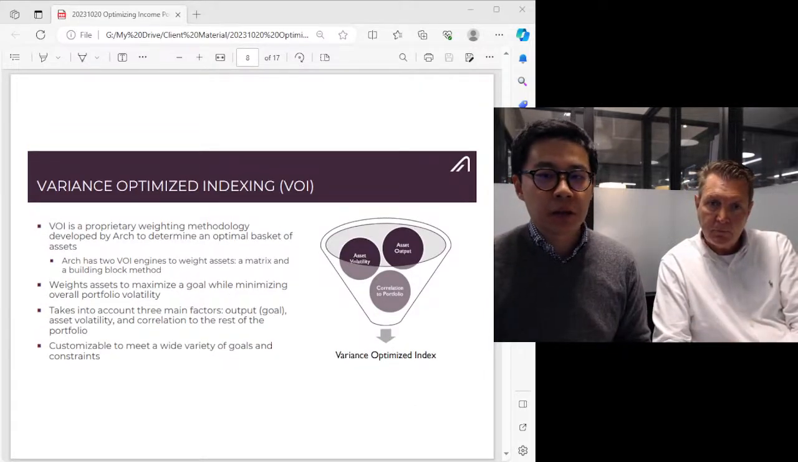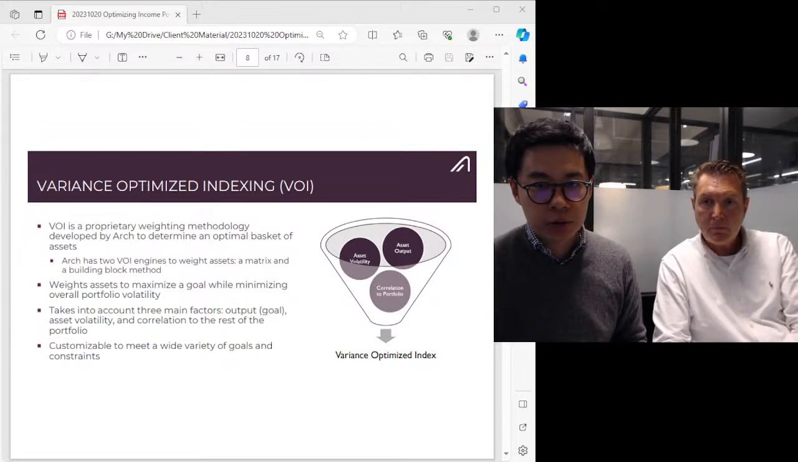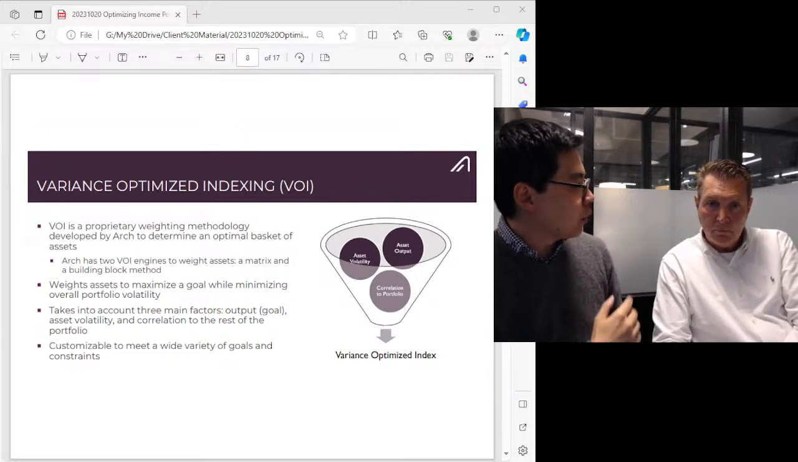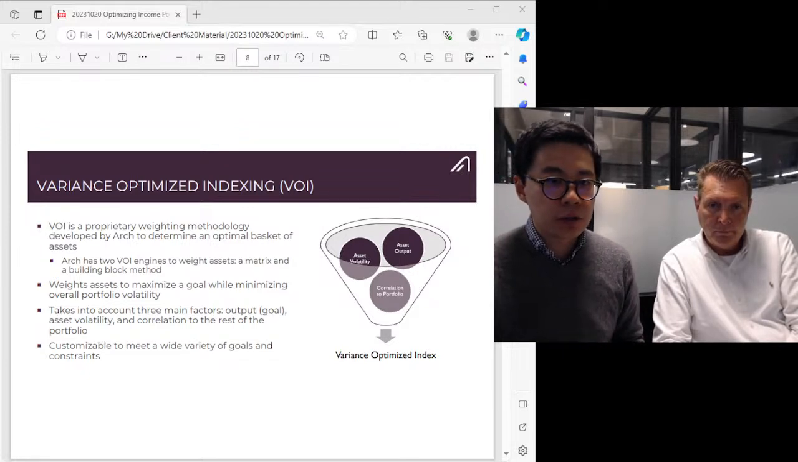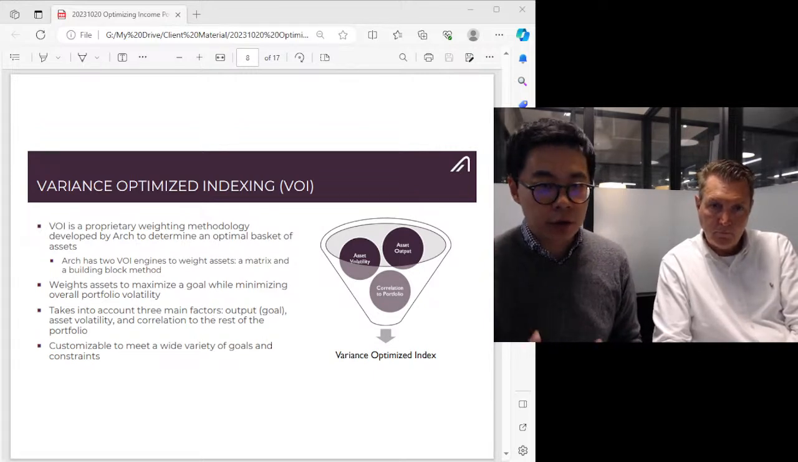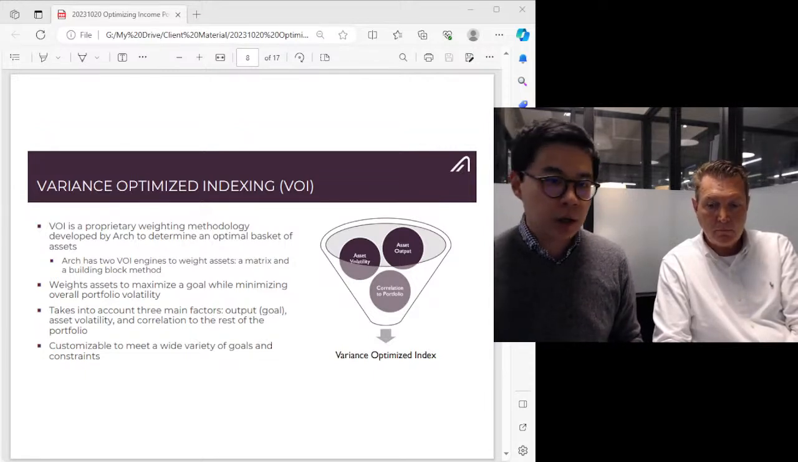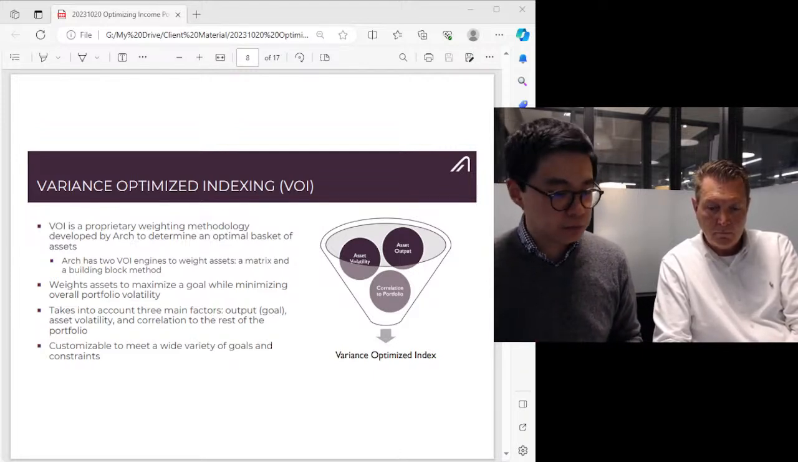VOI is a portfolio weighting methodology. Think of it as constructing a house. That's how we construct portfolios, and we use this to determine the optimal basket. So we take into account really three things. The first is the asset output or the goal. The second is the asset volatility, and the third is the correlation to the entire portfolio. And VOI weights assets to maximize the goal that we target and minimize the overall expected portfolio volatility. And this is quite customizable as long as you're able to have some certainty around the goal and the constraints. The world's your oyster on this.